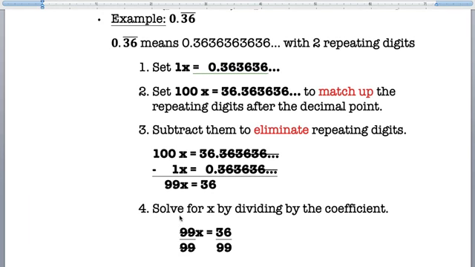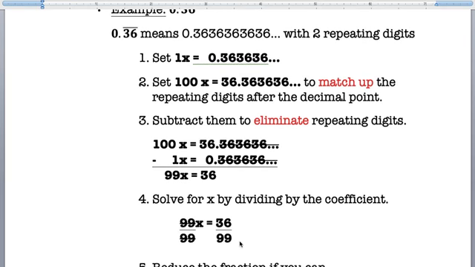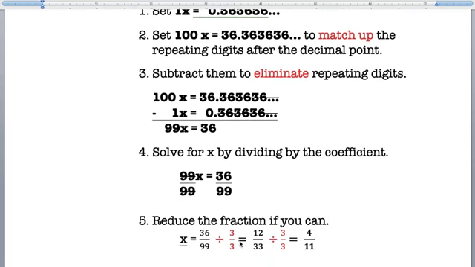So these two 99s eliminate. They cancel each other out because 99 divided by 99 is 1. So we get rid of the 99s. So then we just have x equals 36 divided by 99. And that's how we get our fraction. We get 36 99ths. But you still have to reduce the fraction if you can at the end.